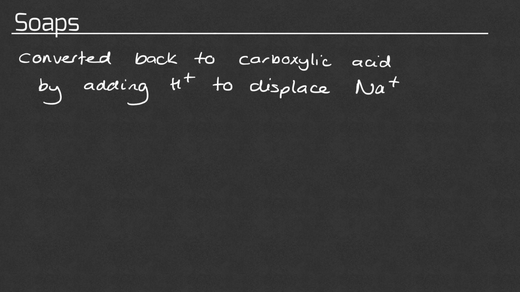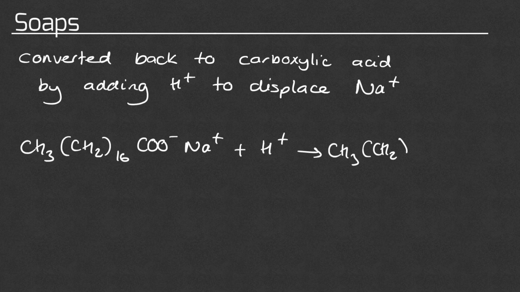If we wanted to, we can convert the soap back into the carboxylic acid by adding hydrogen ions from an acid, and that'll displace the sodium ions, reforming the carboxylic acid. So for example, if we took one of those soaps, one of those carboxylate salts we looked at a moment ago, reacted it with H+, we would reform the carboxylic acid and leave the sodium ion by itself.